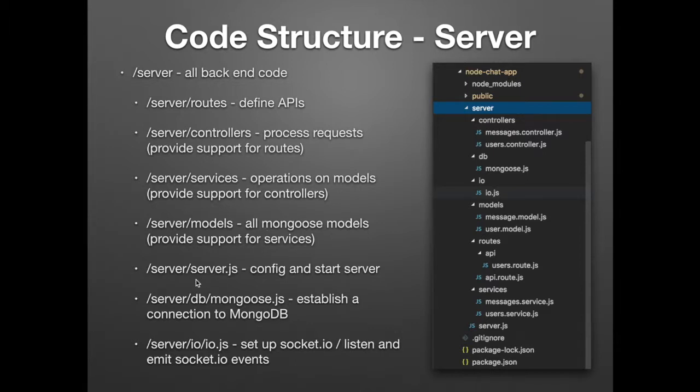And I have the server.js file for config and starting a server, and the mongoose.js file for establishing a connection to MongoDB, and the io.js file is used to set up socket.io, and it also listens to and emits socket.io events.